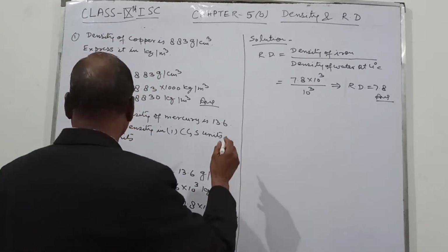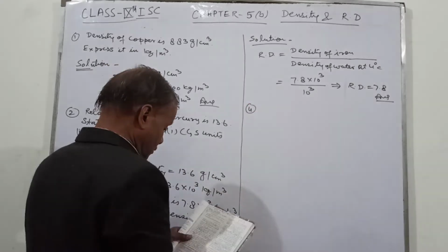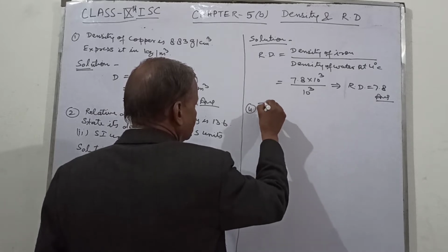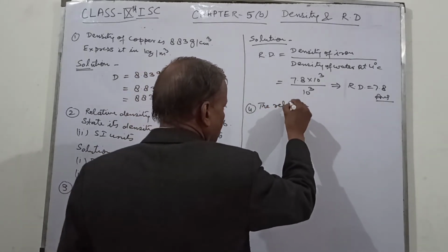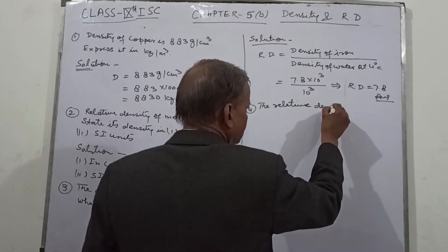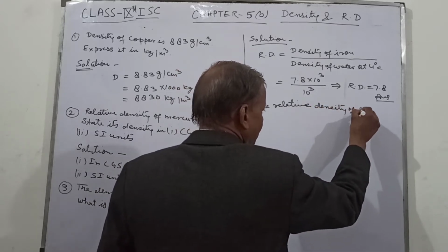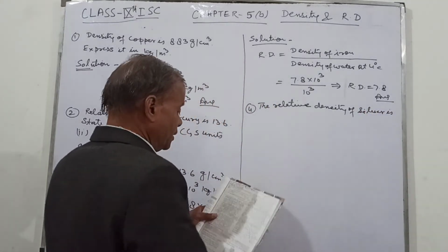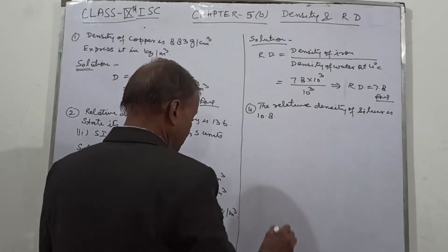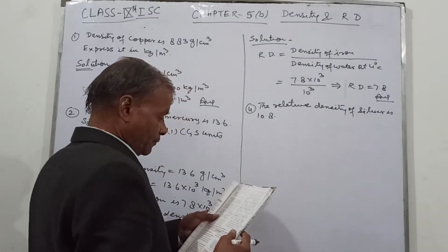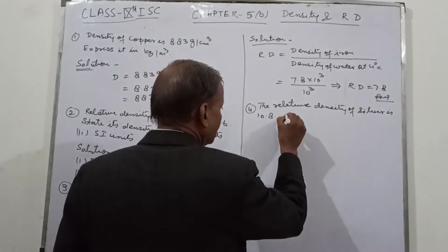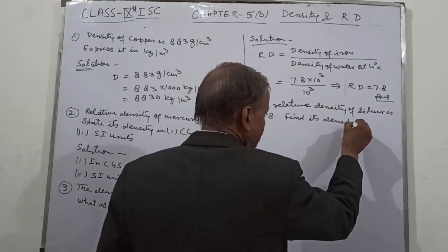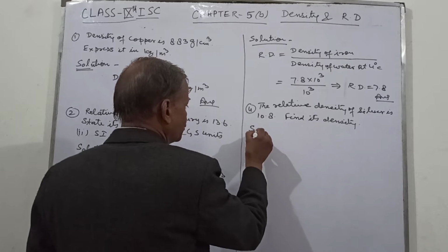And now question number 4. The relative density of silver is 10.8. Find its density. Now the solution.